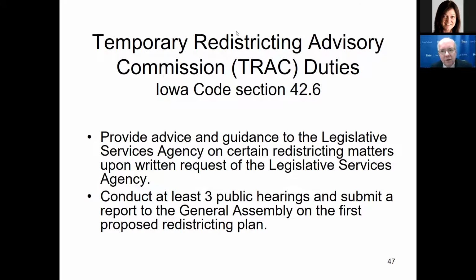Important, however, is to note the duties of this commission. And the key, of course, is to refer to the term advisory. Unlike commissions that may be established in other states, the duties of the Temporary Redistricting Advisory Commission in Iowa are somewhat limited. The 2 key ones are they can provide advice and guidance to the Legislative Services Agency on certain redistricting matters upon written request to the Legislative Services Agency. And they are to conduct at least 3 public hearings and submit a report to the General Assembly on the first proposed redistricting plan.